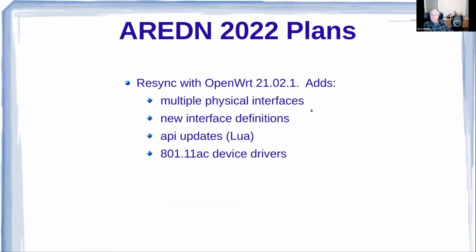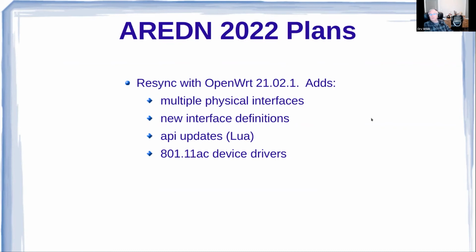Multiple physical interfaces, because the Mikrotik radios have slots in them for PCMCIA radios. You could have two radios in the same box, and they have to be able to account for that. They'll have to roll that into the AREDN displays.